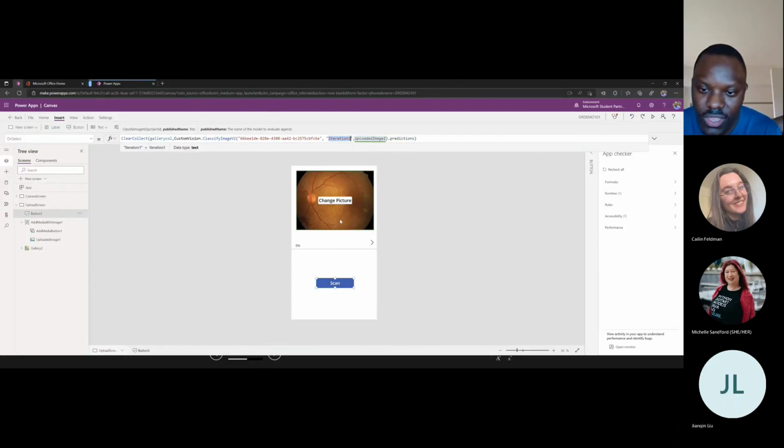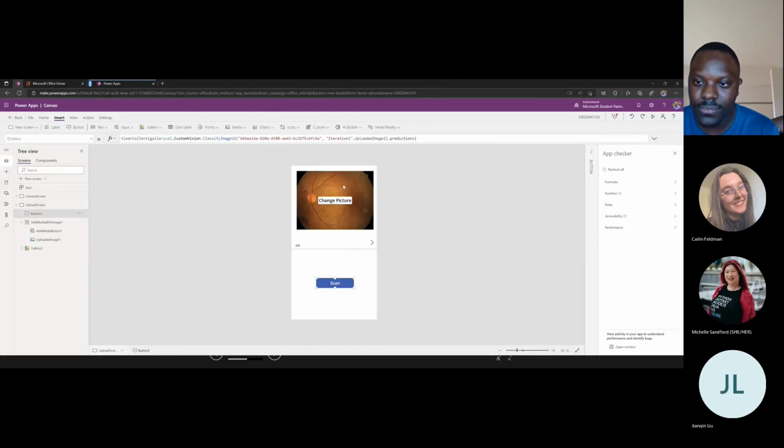This UploadImage1 here is when we insert an image, it gets tagged with the name. Because we use ClearCollect, we don't have an accumulation of images. Each time you upload an image, it clears the previous one and adds a new one. So in this case it will always be UploadImage1, but again, this is just for demonstration. Then it gets sent for prediction.